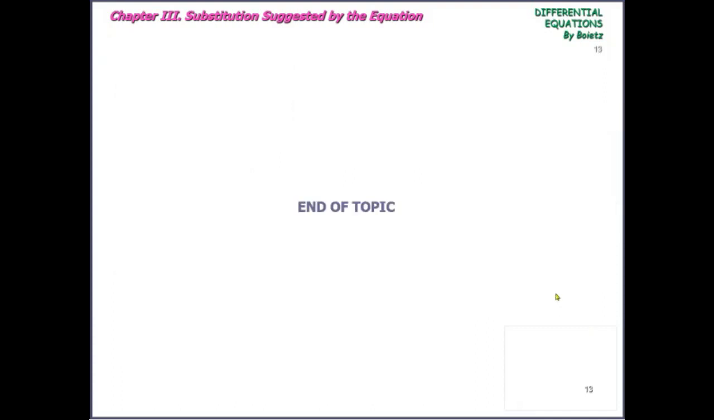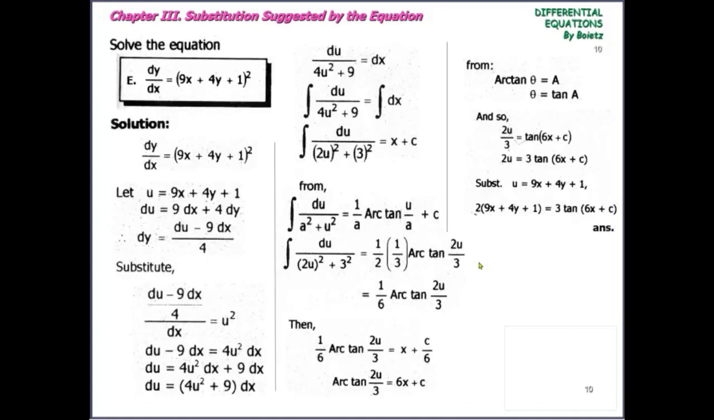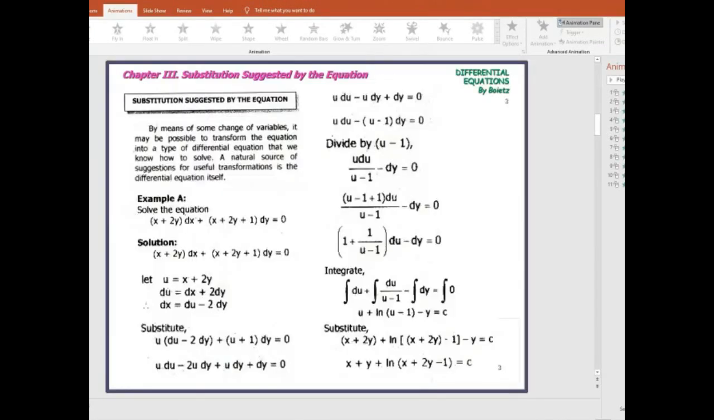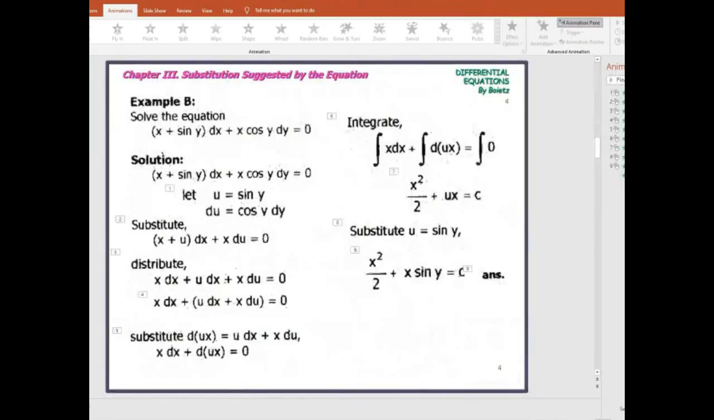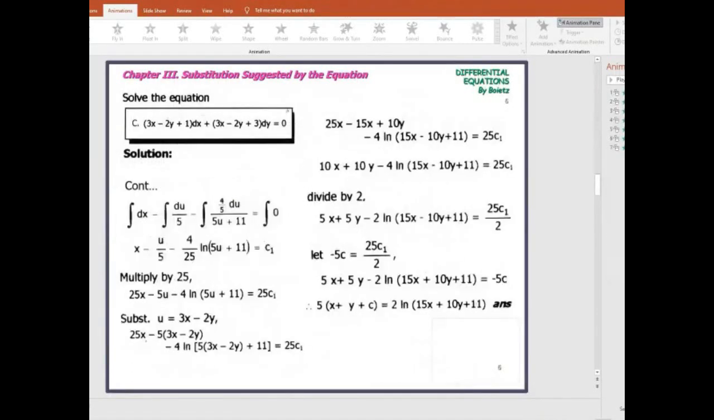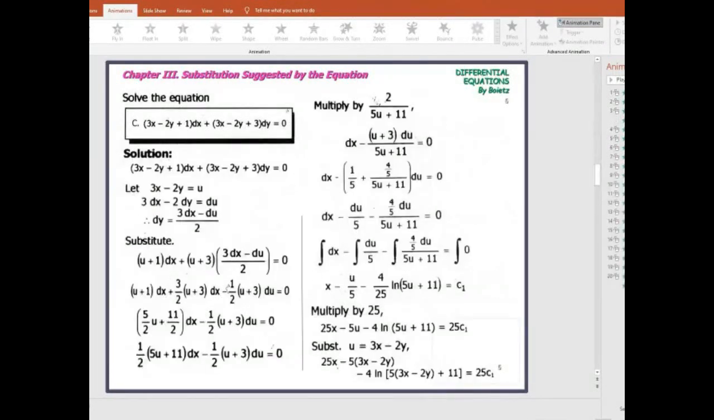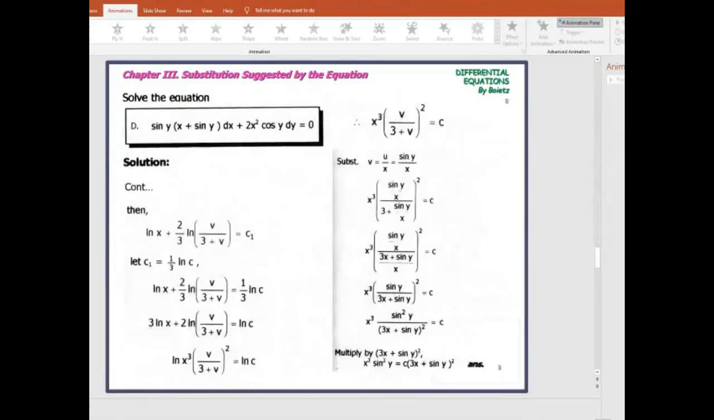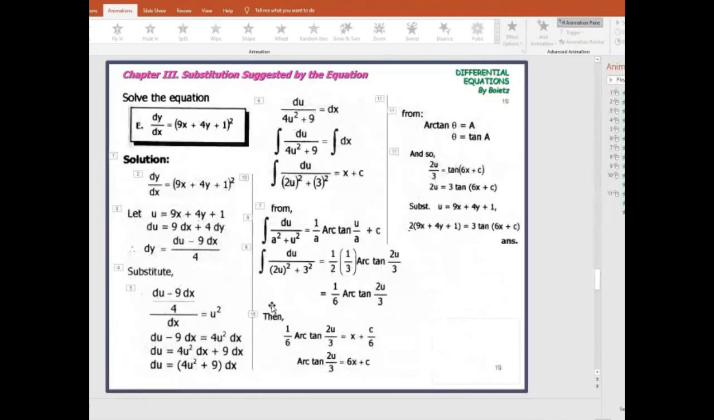Okay, so end of topic for substitution suggested by the equation. So meron tayong marami tayong naging problem: isa, dalawa, tatlo, apat, lima, then 6. Yeah, I think that is enough to understand substitution suggested by the equation.